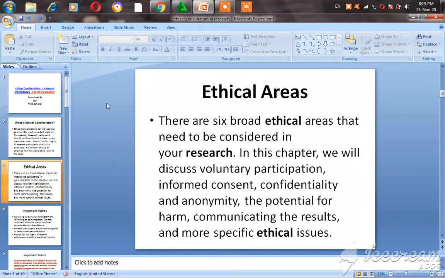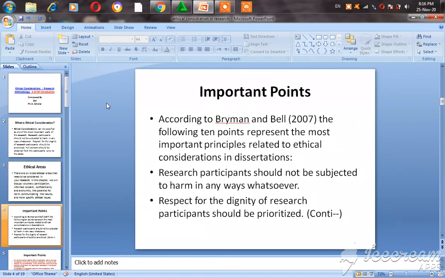Ethical areas. There are 6 broad ethical areas that need to be considered in your research. In the chapter, we will discuss voluntary participation, informed consent, confidentiality, and anonymity, the potential for harm, communicating the results, and more specific ethical issues.